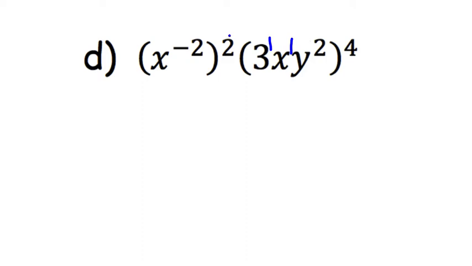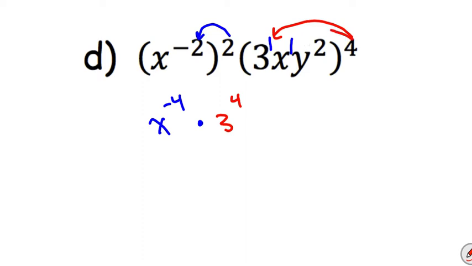Now I'm going to start multiplying. 2 times negative 2, so x to the negative 4. Let me switch up the color here to make it a little more separated. So 4 times negative 1 gives me 3 to the 4th. 4 times 1 gives me x to the 4th. And then 4 times 2 gives me y to the 8th.